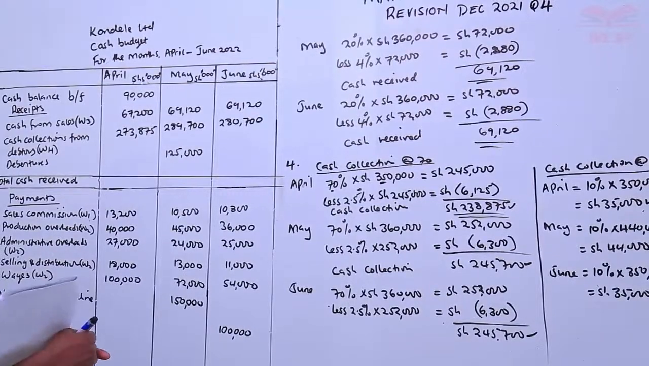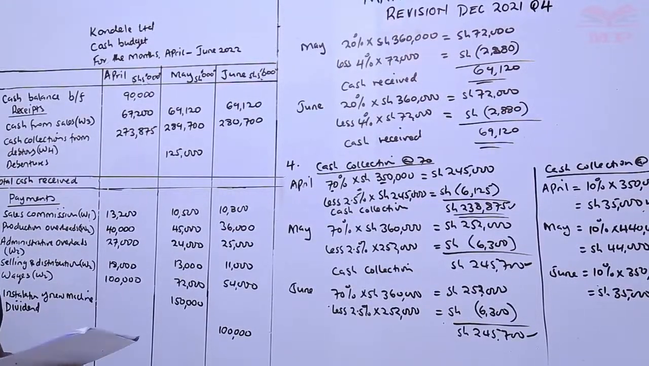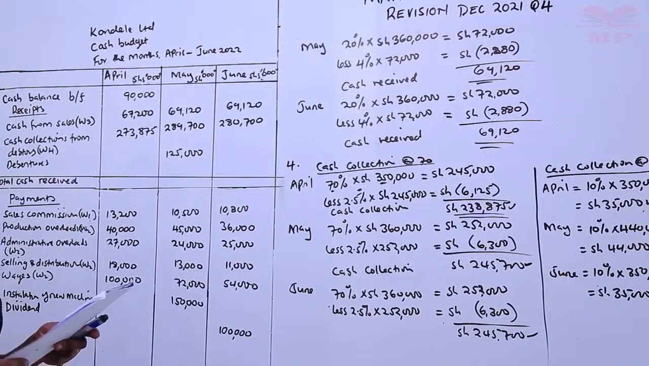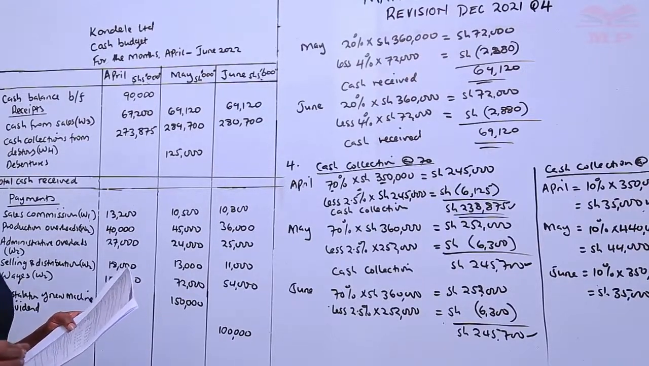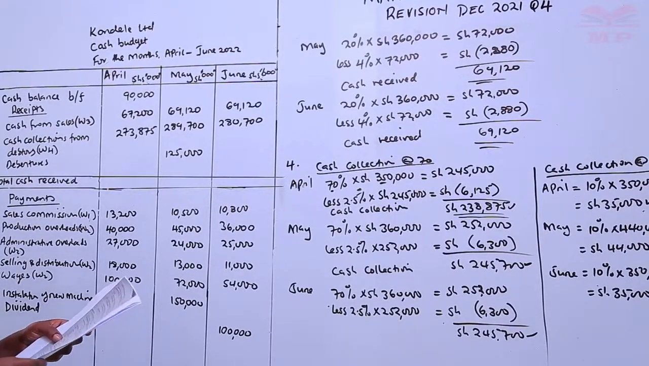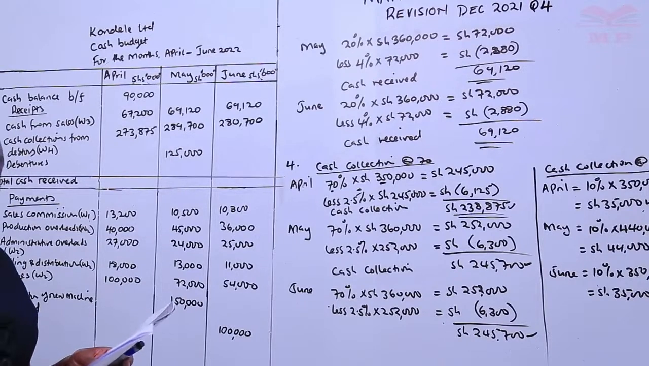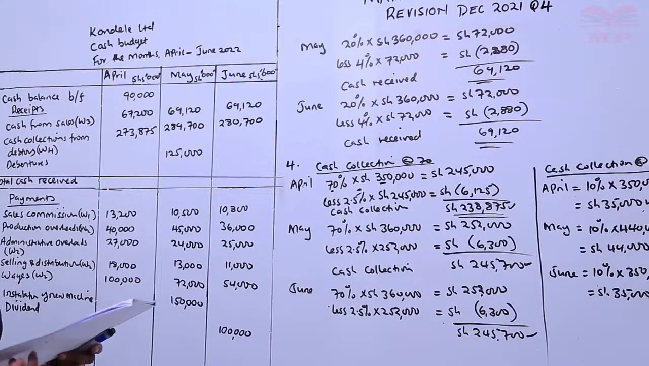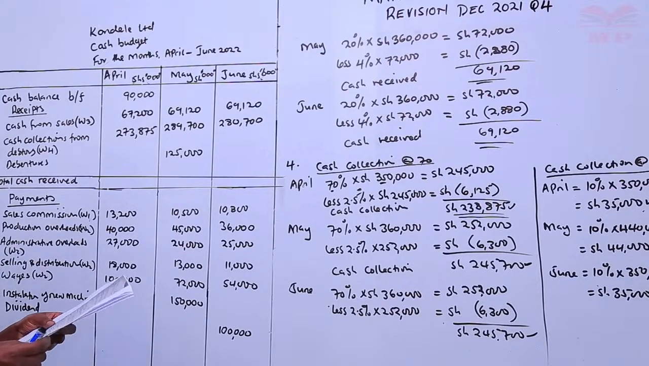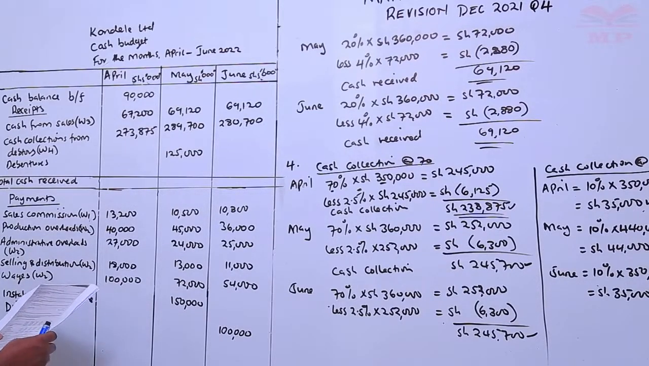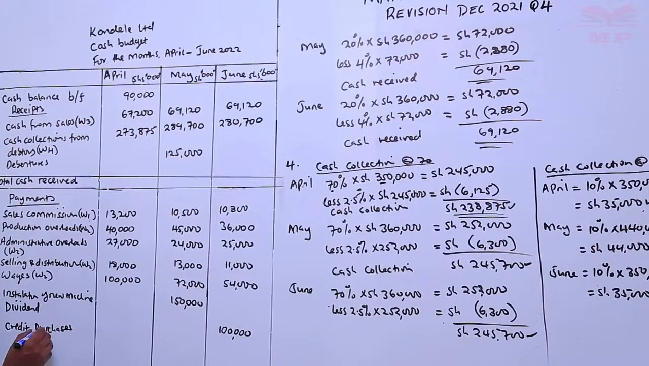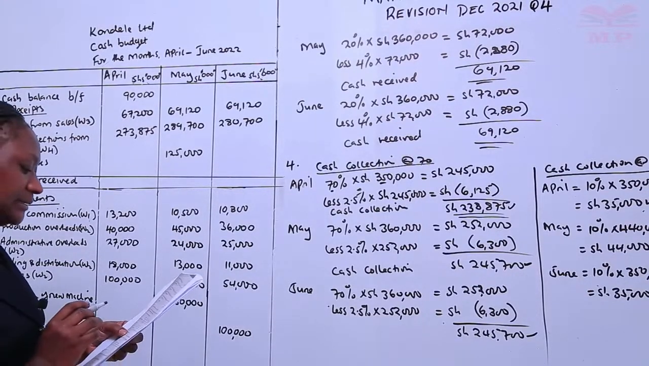So the period of credit is applying to direct material purchases. When you look at direct material purchases, we were given from the month of January to June. So we are told that the period of credit allowed by suppliers averages 2 months. So we need to make credit purchases. So the credit purchases are on direct materials.